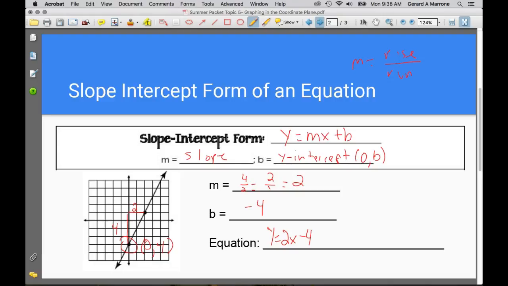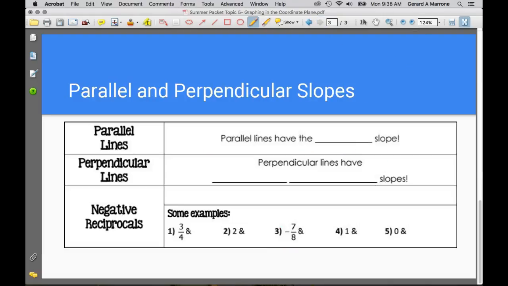Now the other part you're going to see in this section of the packet is when it deals with parallel and perpendicular slopes, asking whether lines are parallel, perpendicular, or neither. Just a couple things that are reminders for you, that parallel lines are lines that will never intersect, and so in order for us to do that on a graph, they must have the same slope. Okay, they have to have identical slopes, so 2 and 2, -3 halves and -3 halves, whatever that looks like, but they have to be the same.